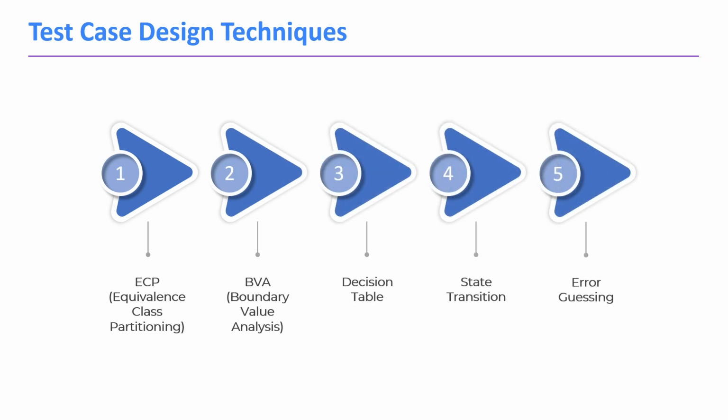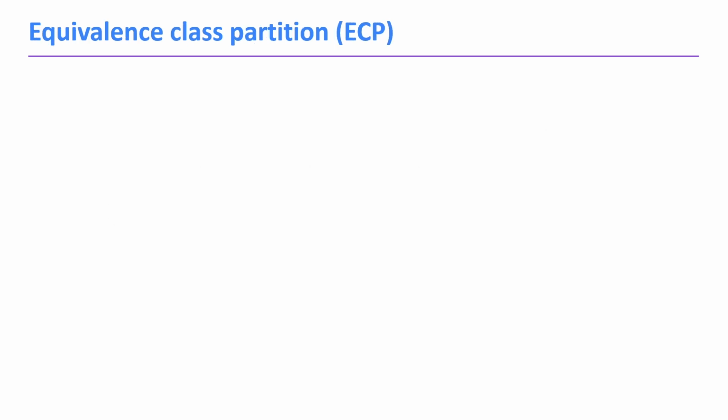So there are 5 types of test design techniques. First is ECP, which is the equivalence class partitioning technique. Second is BVA, which is the boundary value analysis technique. Third is the decision table technique. Fourth is the state transition technique. Fifth and last one is the error guessing technique. In today's video, we will be discussing ECP and BVA.